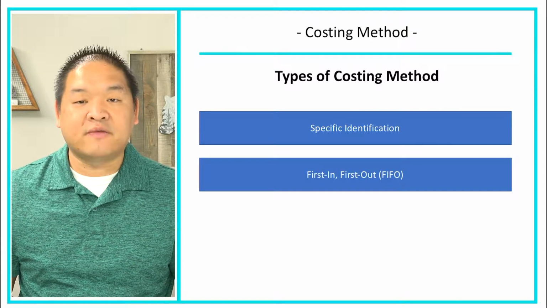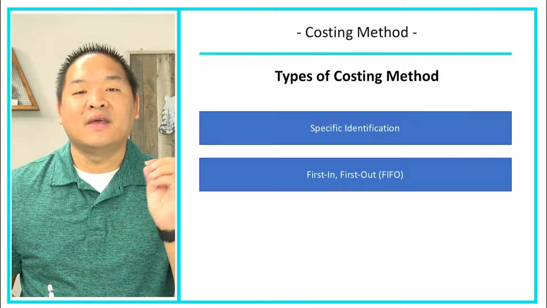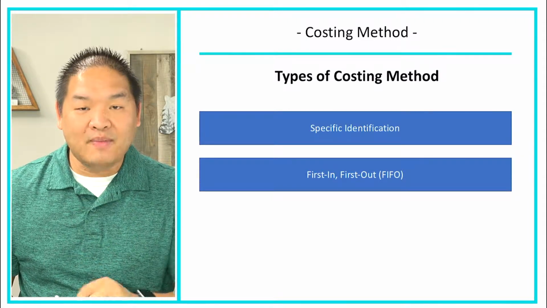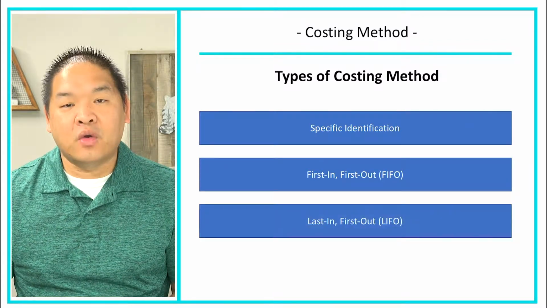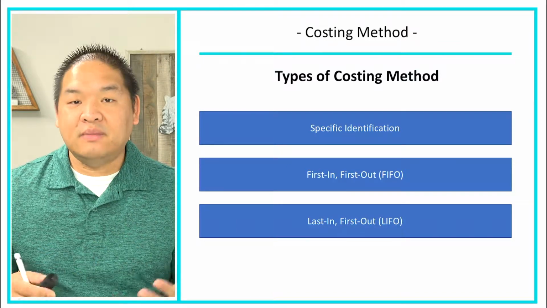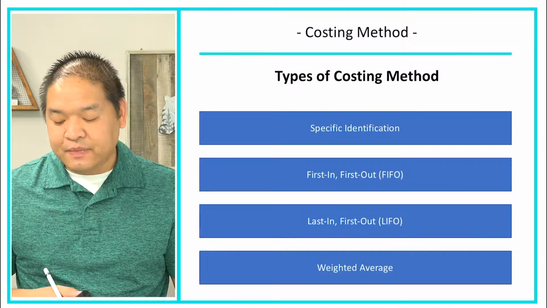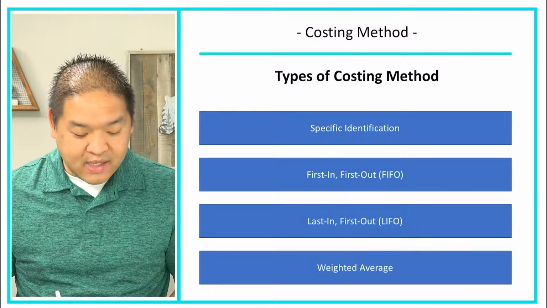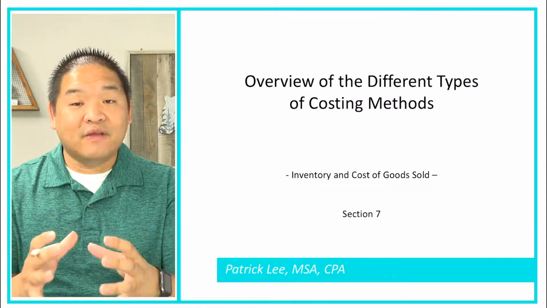The second one that we have is the first in, first out. We like to say FIFO. So first in, first out is one method. The other method that's related to it but is opposite of it is called LIFO, or last in, first out. And then the last one that we have can be a little bit complex, but it's the weighted average. So we have specific ID, first in, first out, or FIFO, last in, first out, or LIFO, and then the weighted average.